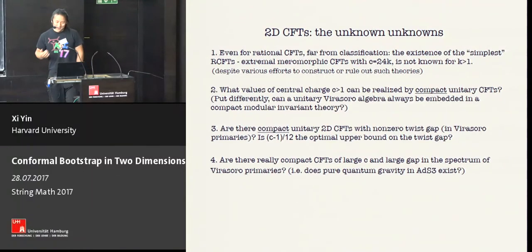And are there really compact conformal field theories of large central charge and large gap in the spectrum of Virasoro primaries? Via holographic correspondence, this is really equivalent to asking the question: does something like a pure quantum gravity in AdS3, three-dimensional anti-de Sitter space, really exist? And by pure quantum gravity, I just mean any theory of quantum gravity with a mass gap of Planck scale.